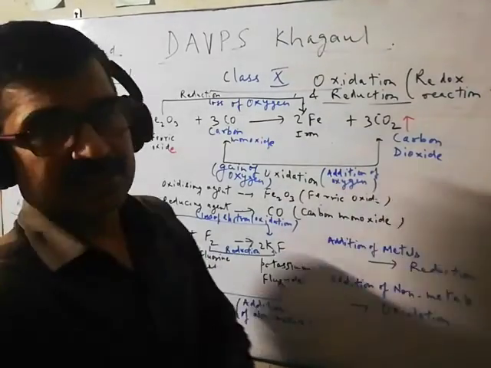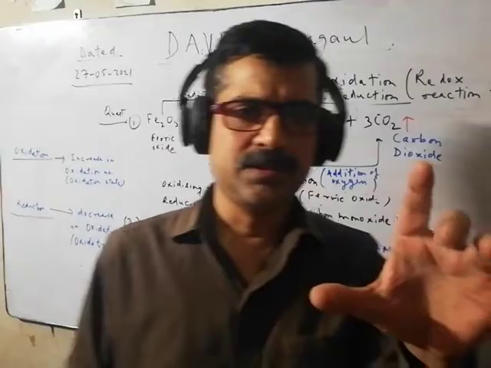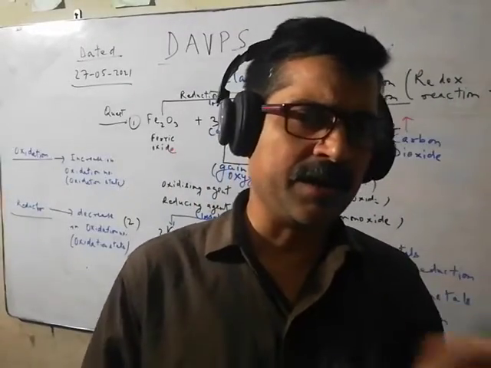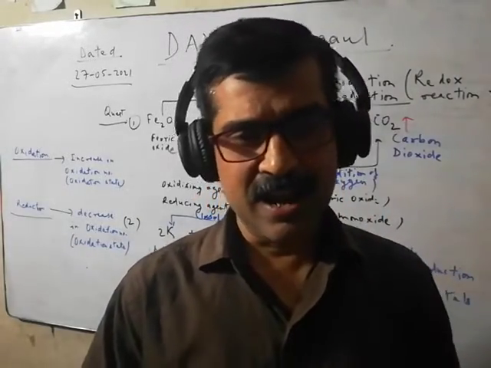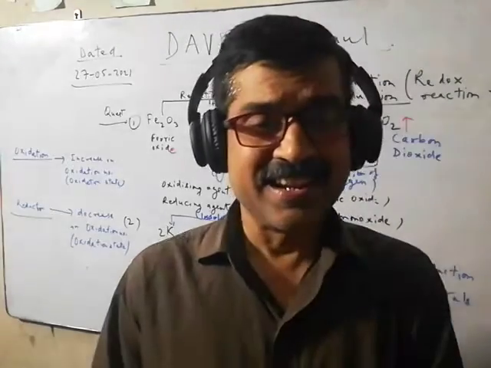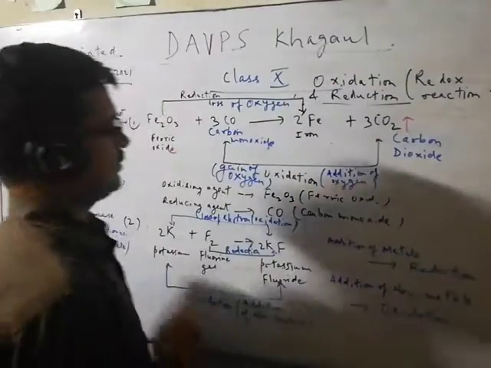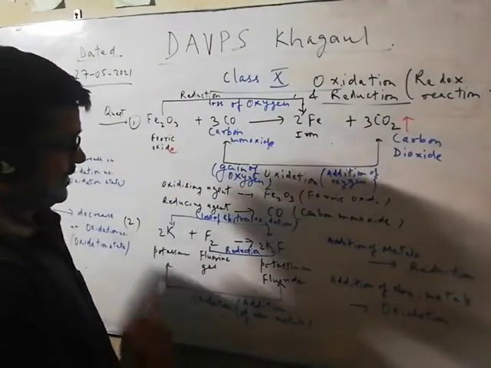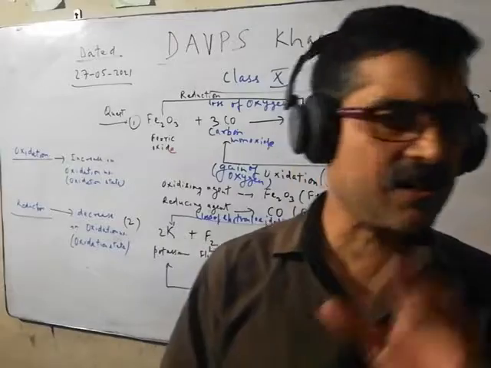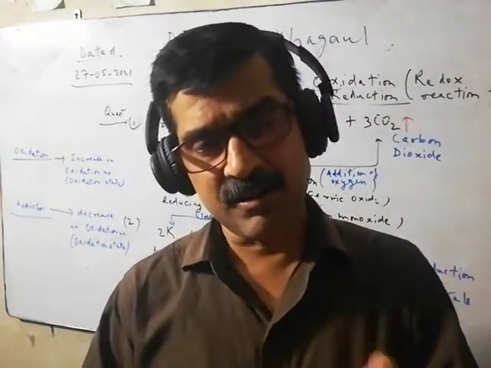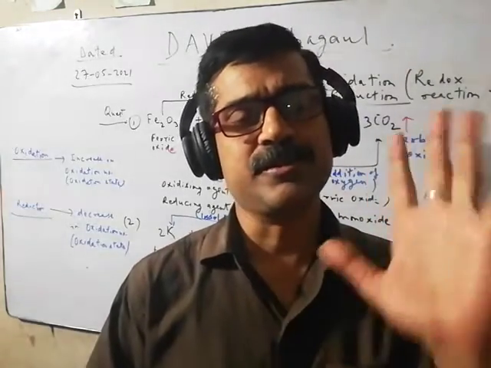So you are getting another definition of oxidation and reduction. First definition, a very easy definition that you will remember: addition of oxygen is oxidation, and removal of oxygen is reduction. Okay, you should remember this. The first reaction, you have got this. In the second reaction, new definition: addition of non-metal is oxidation, and addition of metal is reduction. Okay, this point also you should remember.